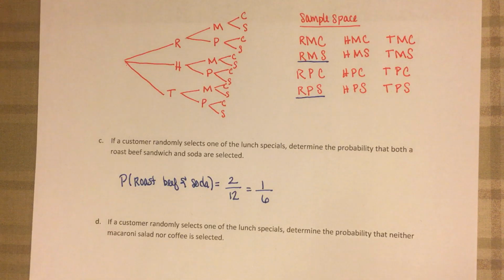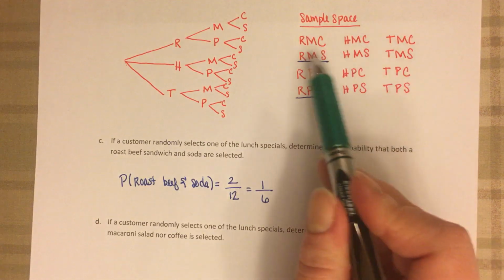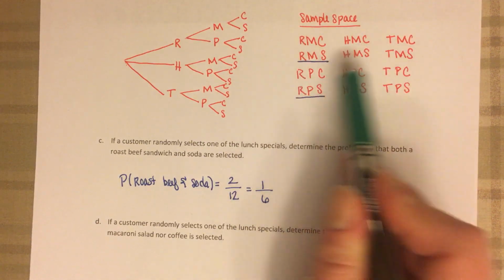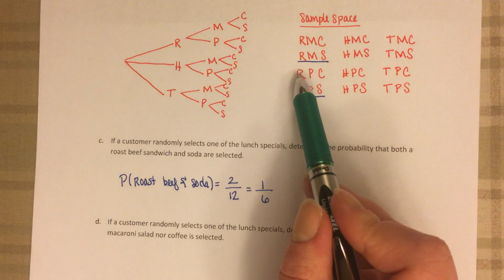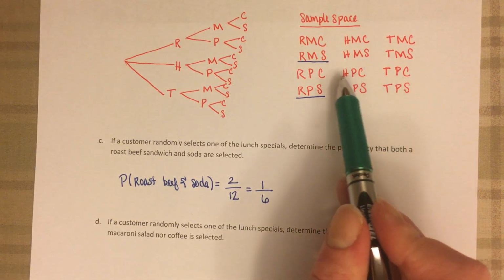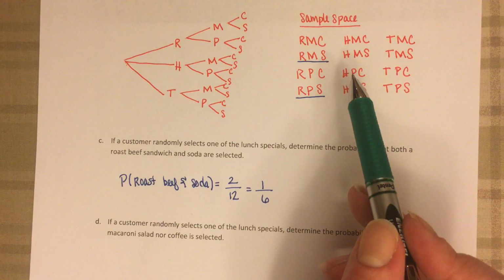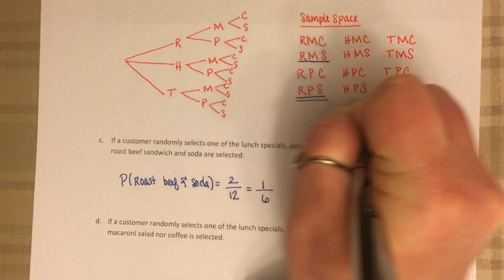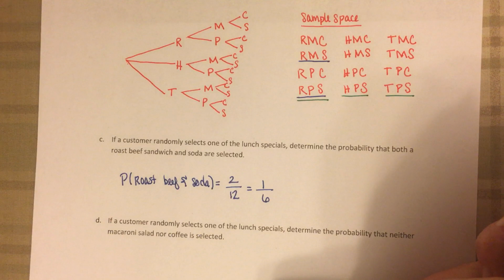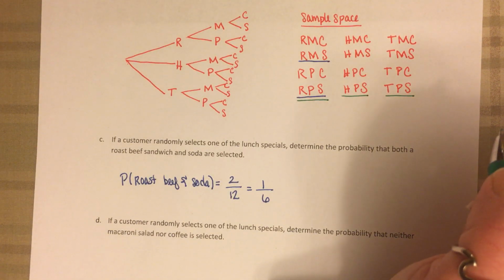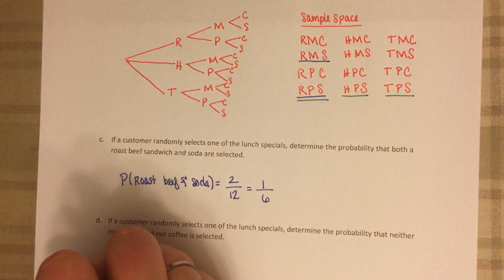Next, we're asked if a customer randomly selects one of the lunch specials, determine the probability that neither macaroni salad nor coffee is selected. So if we look at our different ones here, we can eliminate the top 6 because they all have macaroni salad. If we look at the next line that I have drawn here for my sample space, all of those include coffee. So it's only going to be these bottom 3 in the way that we have our list drawn out that have neither macaroni salad nor coffee.